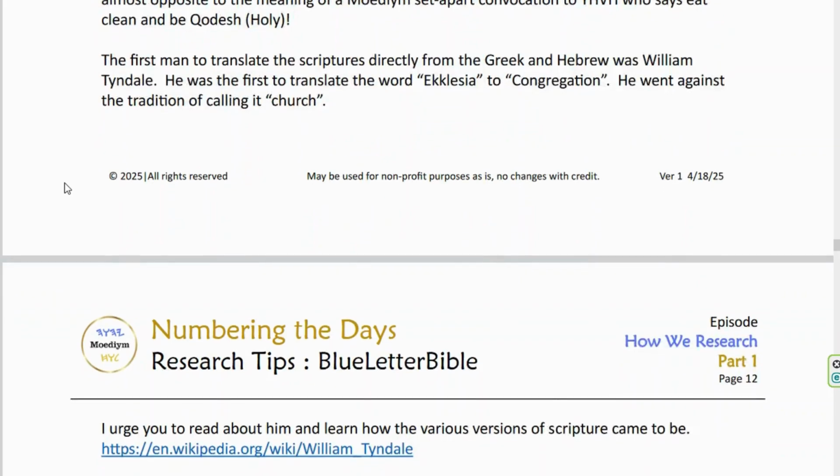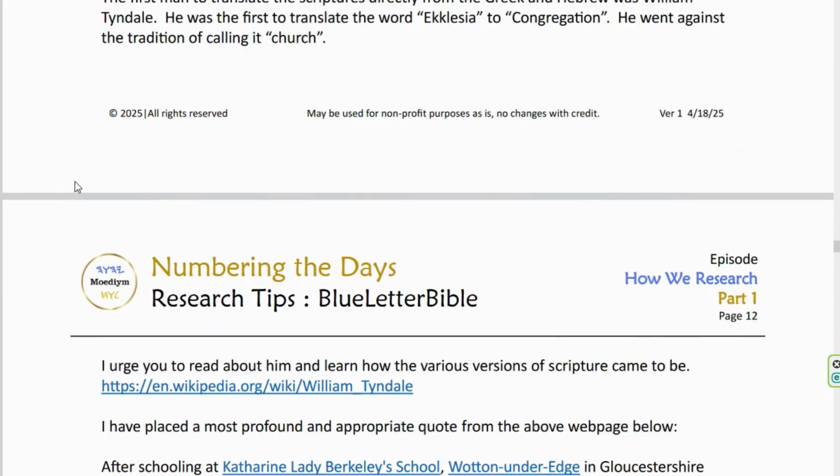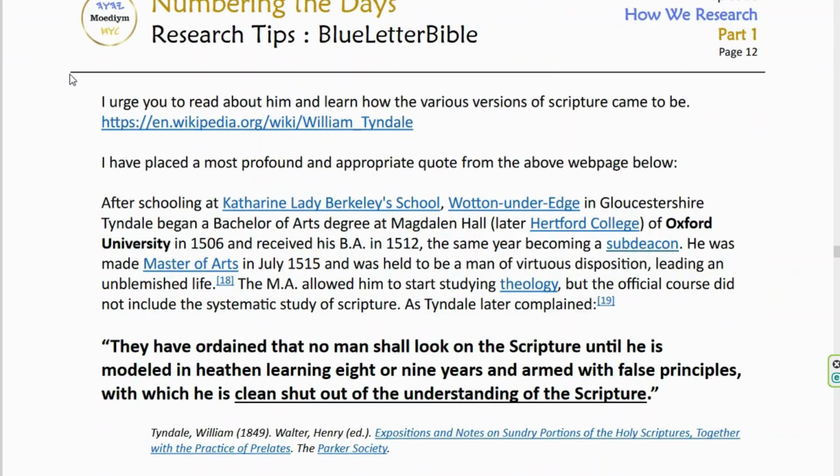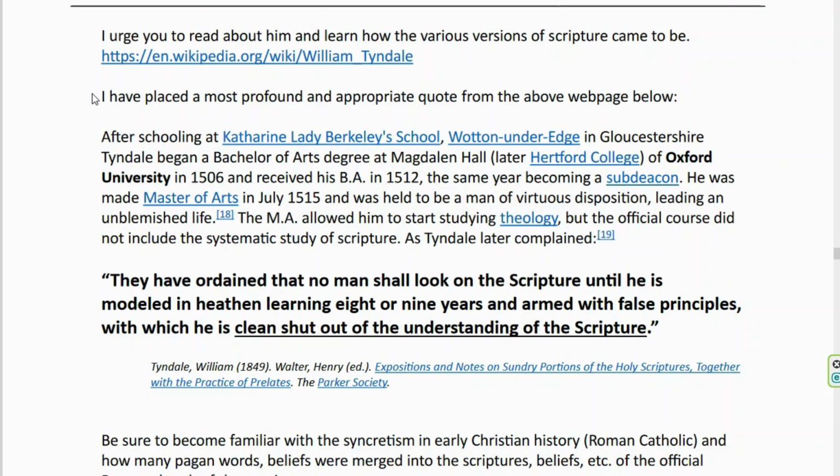The first man to translate the scriptures directly from Greek and Hebrew was William Tyndale. He was the first to translate the word ecclesia into congregation. He went against the tradition of the norm at the time of not calling it church in his translation of the scriptures. I urge you to read about him, and learn about the various versions of scripture as they came to be. Here's the link.